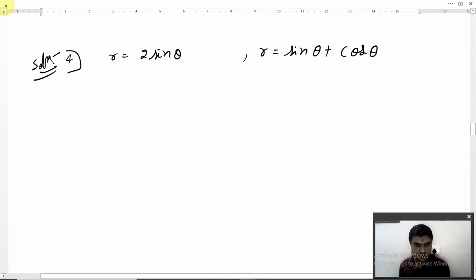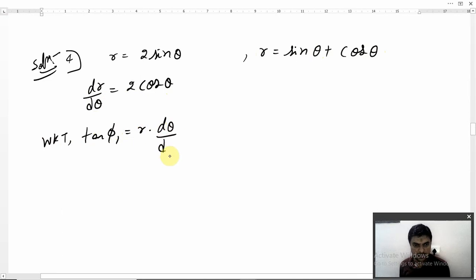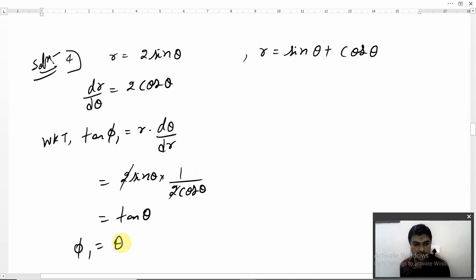First, immediately differentiate dr upon d theta with respect to theta. So this will be 2 cos theta. Then we know that tan phi 1 is equal to r into d theta by dr. This is reverse, they have given. So r I substitute here as 2 sine theta, into d theta upon dr. Just reverse this; it will be 1 divided by 2 cos theta. 2 will get cancelled. Sine theta upon cos theta is tan theta. And here phi 1 is equal to theta.